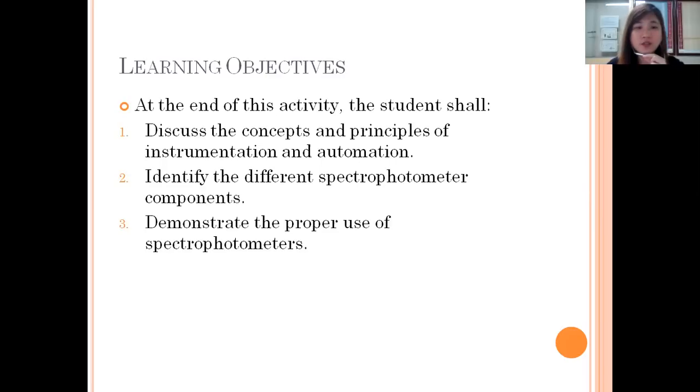The next learning objective is for you to identify the different spectrophotometer components. Again, this was part of your lecture. However, I want to discuss it again to refresh your minds on the different components of the spectro. And lastly, to demonstrate the proper use of the spectrophotometer. The video uploaded on our Moodle course shows you how to properly use the spectrophotometer available here in our laboratory.